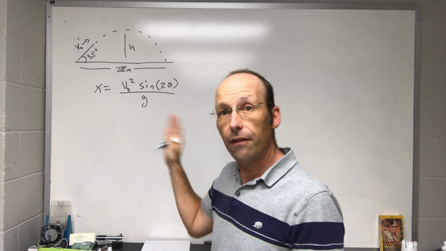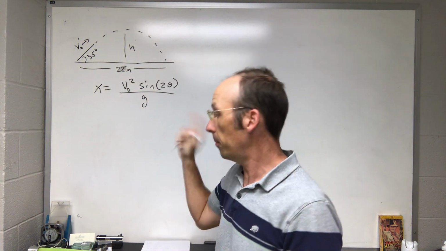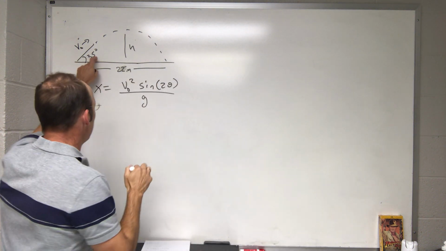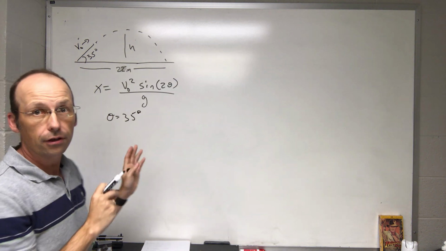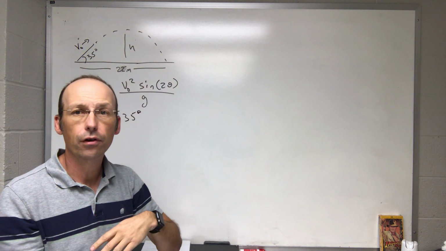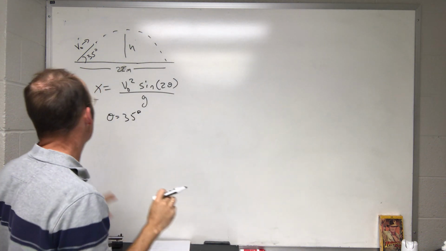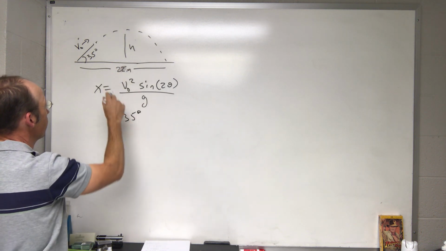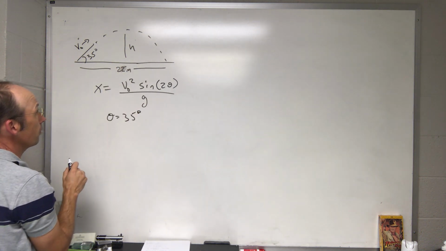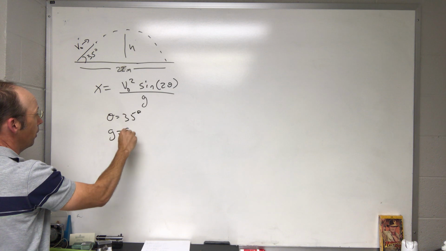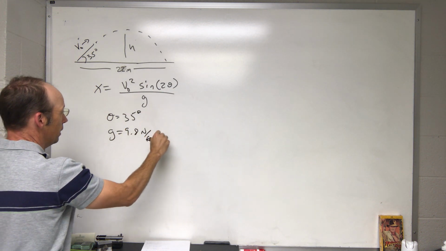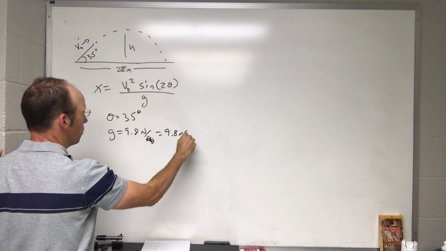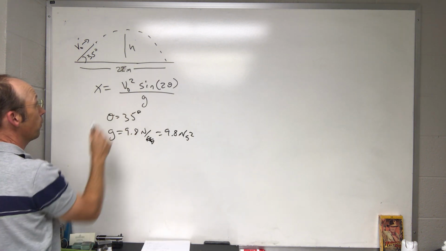Okay, so if you want to use the range equation to solve this problem, here's how you do it. I know the angle theta is 35 degrees. Make sure your calculator is in degrees mode or radians mode, and convert to radians if you want. Make sure you're careful with that. I know the range x is 22 meters, and I know g is 9.8 newtons per kilogram, which is 9.8 meters per second squared, same thing. And I want to solve for the initial velocity.